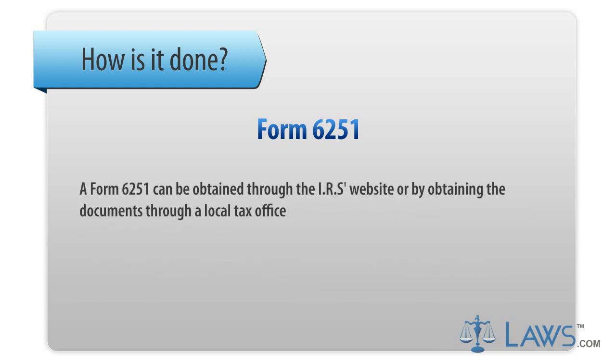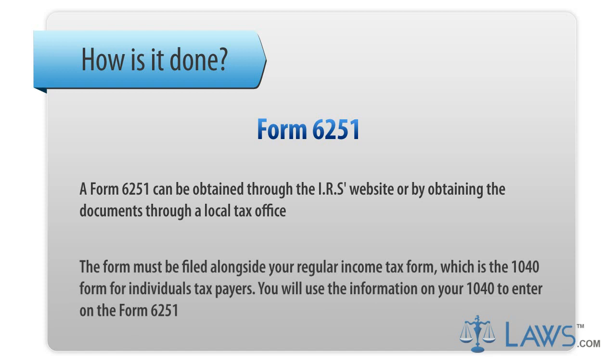A Form 6251 can be obtained through the IRS's website or by obtaining the documents through a local tax office. The form must be filed alongside your regular income tax form, which is the 1040 form for individual taxpayers. You will use the information on your 1040 to fill out Form 6251.